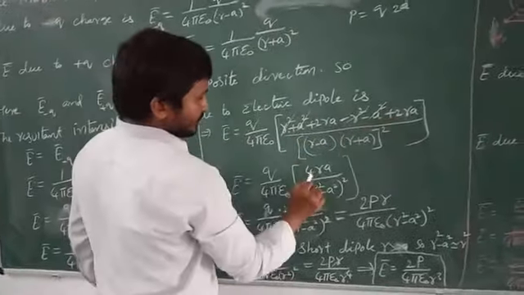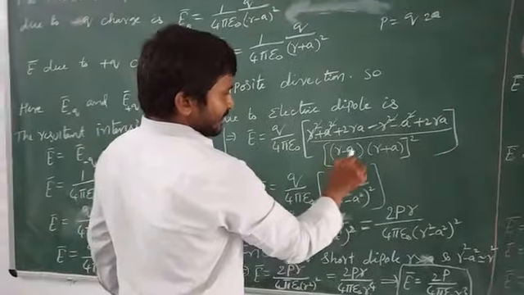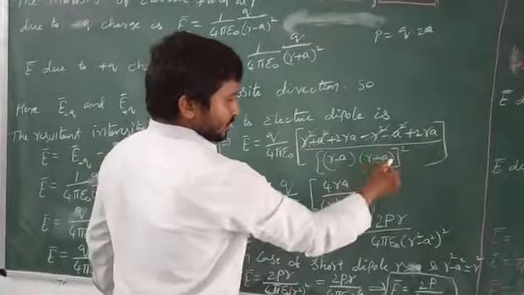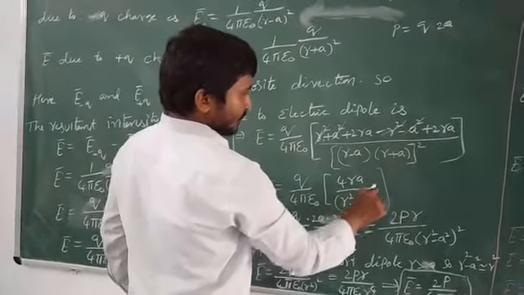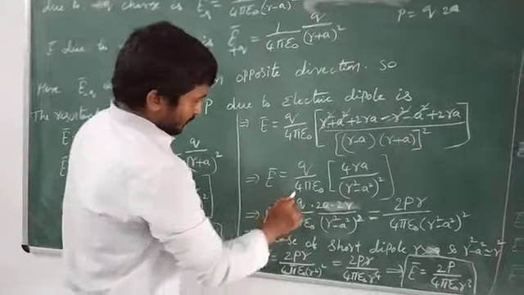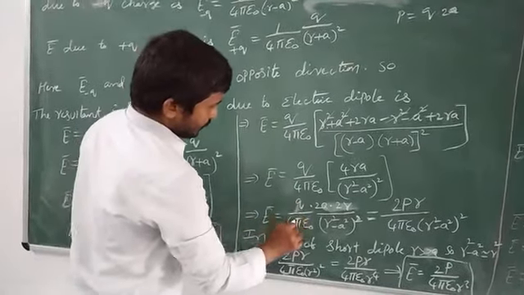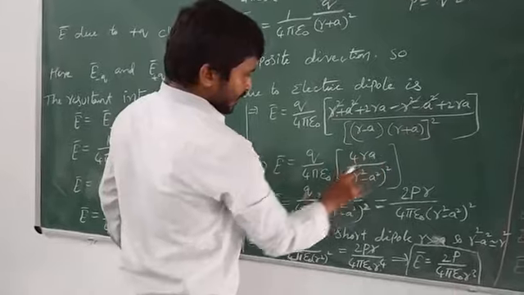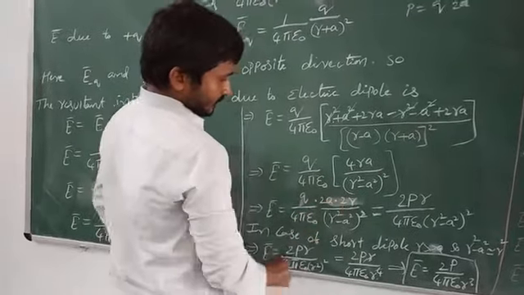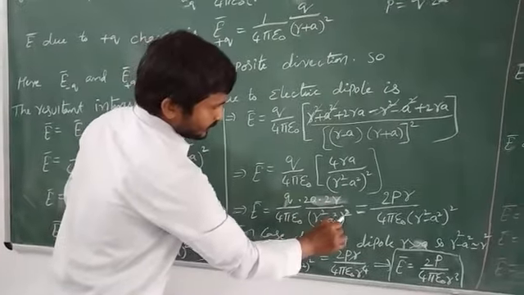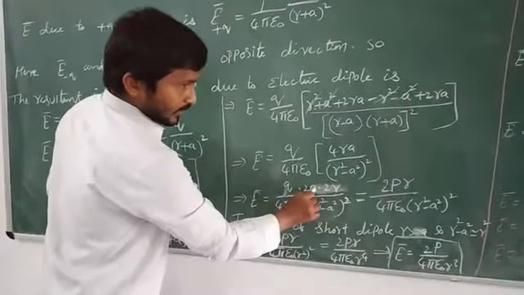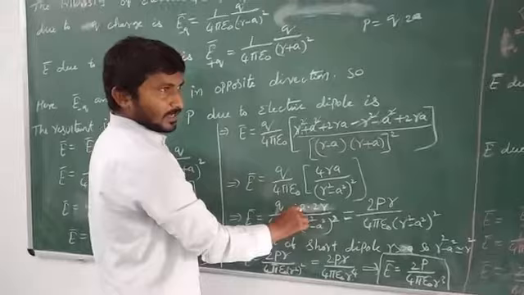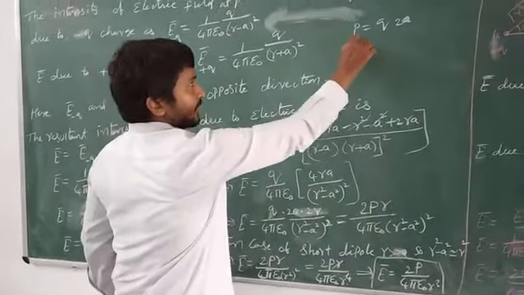2ra plus 2ra gives 4ra, divided by (a−b)(a+b), that is a² − b², which gives (r² − a²) whole squared. Now E bar equal to q by 4 pi epsilon naught. This 4ra can be written as 2a into 2r, by (r² − a²) whole squared. Where q into 2a, the product of charge and length of the dipole, is called electric dipole moment, denoted with p.